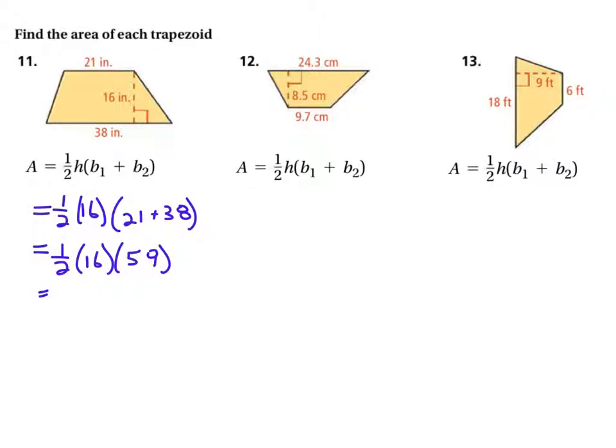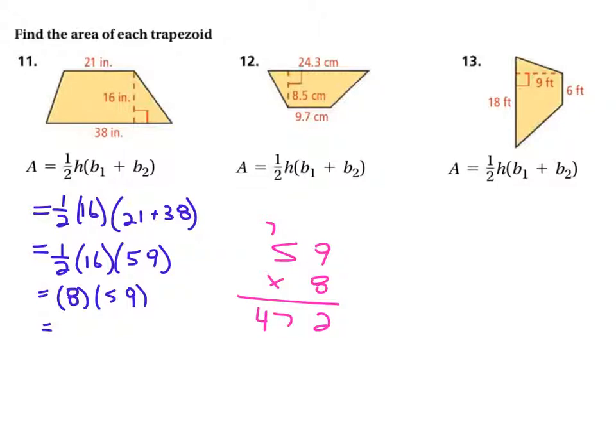Then I'm going to do 1/2 of 16. What's 1/2 times 16, or 1/2 of 16? It's 8. So then you've got 8 times 59. Okay? For me, I can just do 59 times 8 over here on the side. Calculate it out. 8 times 9 is 72, carry the 7. 8 times 5 is 40, plus 7 is 47. So we get 472. I'll erase these calculations.